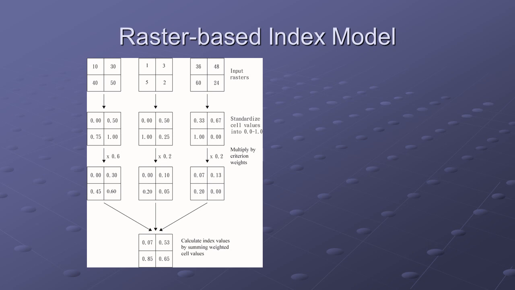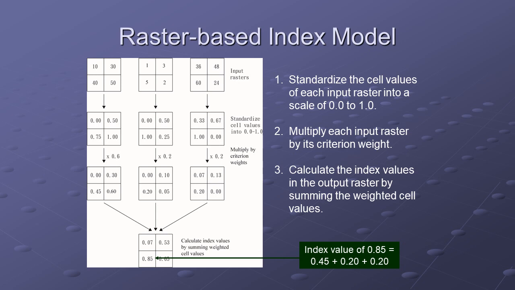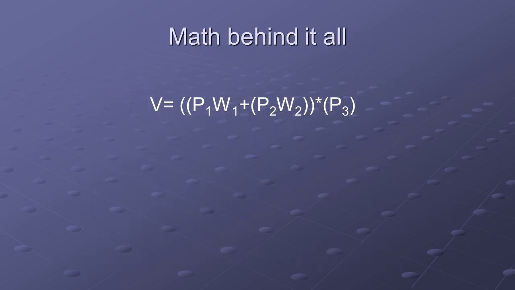In a raster-based scenario, it is also very similar. You have 3 input rasters. You can standardize these. This example uses the 0 to 1 scale. We then apply a weight to each one, 0.6, 0.2, and 0.2, weights that reach a sum total of 1 in this example. Multiply the weight by the standard values, and then combine those weighted standardized values into an index. And that's what you get. And that's pretty much the way this thing works.